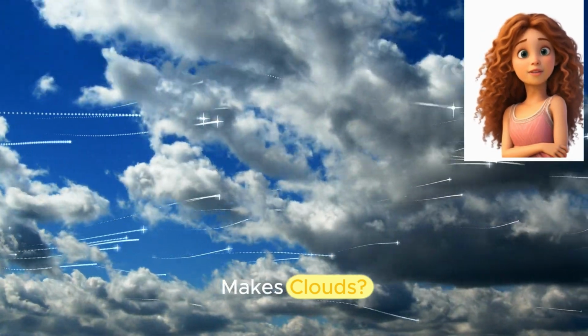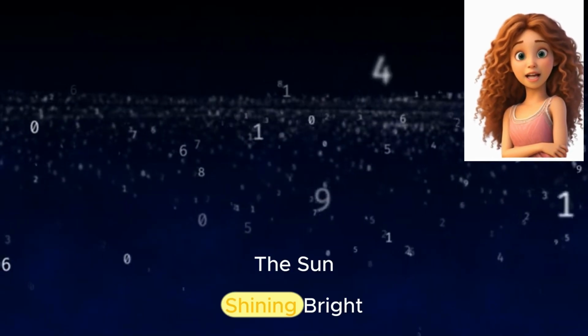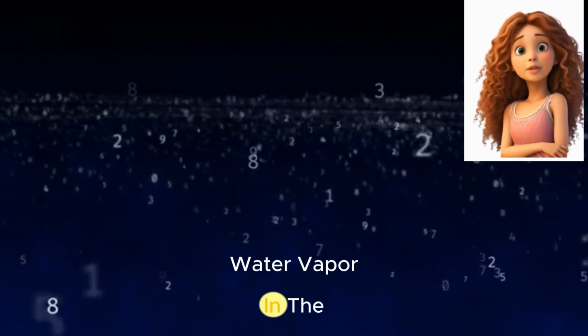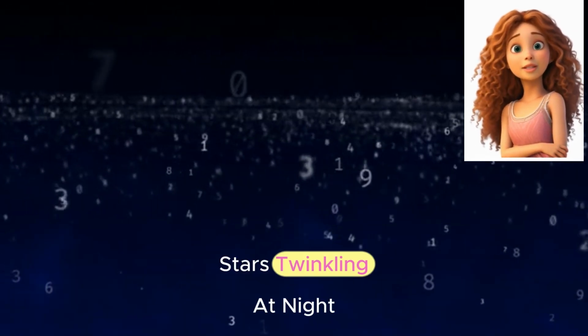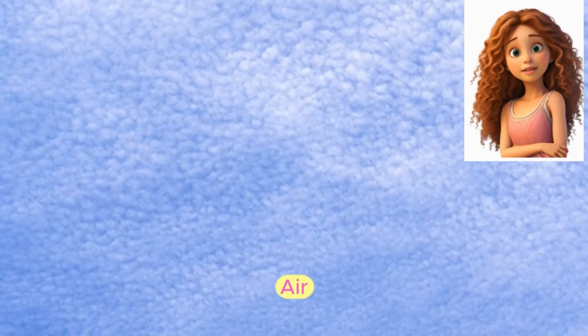What makes clouds? A. Water falling from rivers. B. The sun shining bright. C. Water vapor in the air. D. Stars twinkling at night. The correct answer is C. Water vapor in the air.